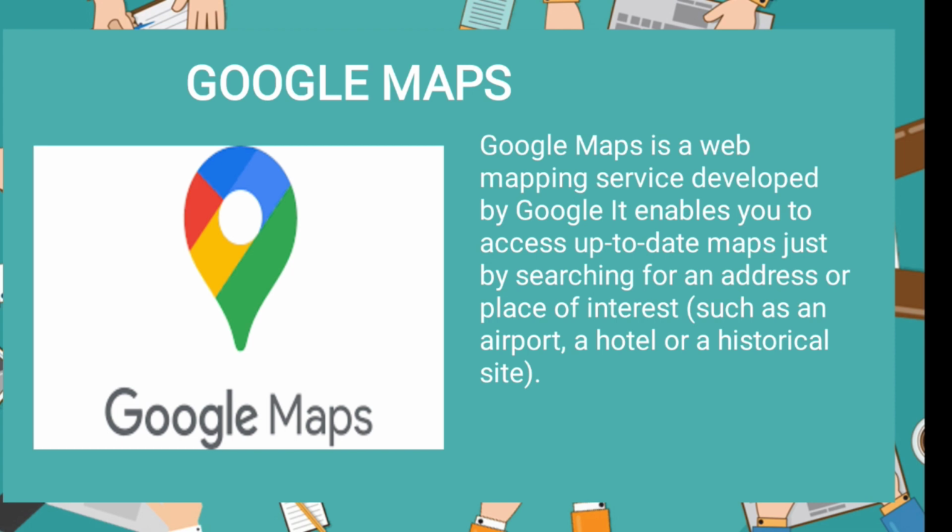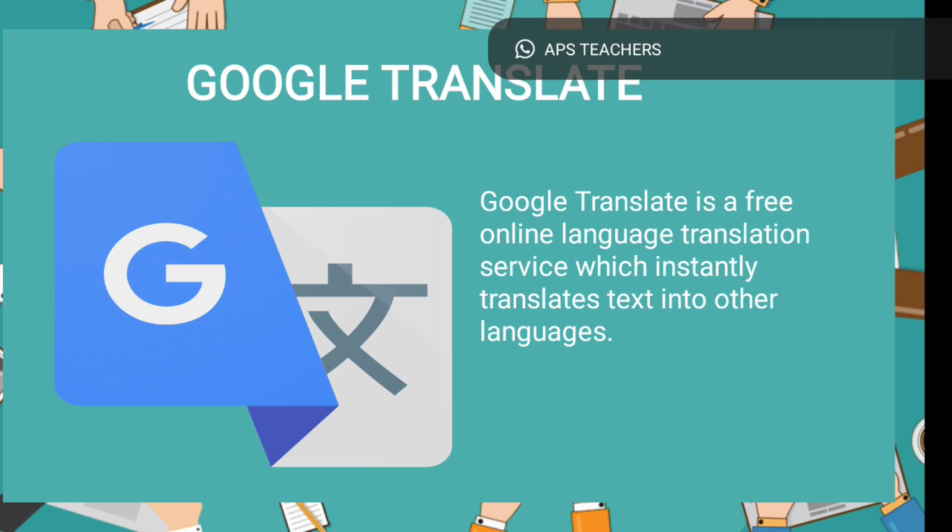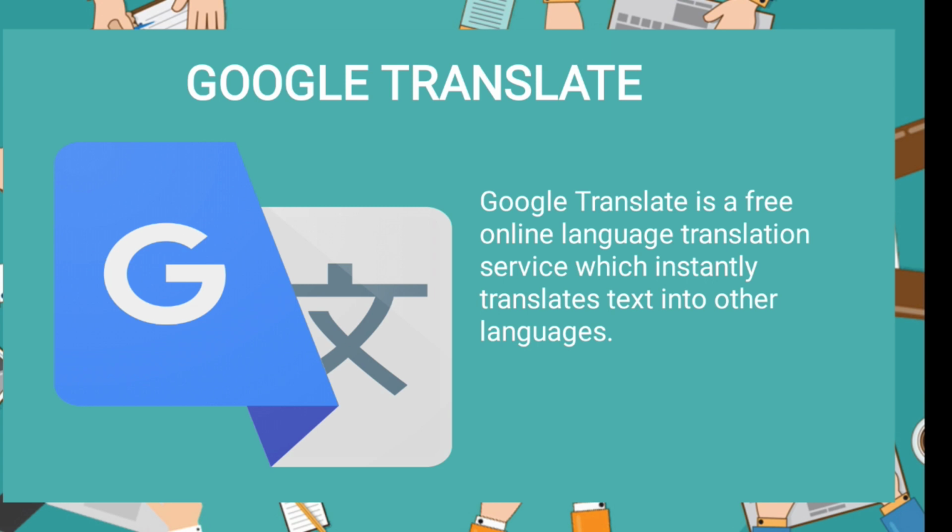Next is Google Translate. So what is Google Translate? Google Translate is a free online language translation service which instantly translates text into other languages. It supports languages like English, Arabic, Bulgarian, Chinese, Danish, Dutch, French, Korean. The Google Translate app for mobile can instantly translate printed text visually. Just open the app, click on the camera and point it at the text you need to translate.